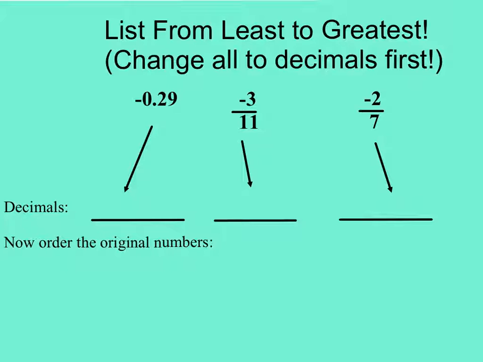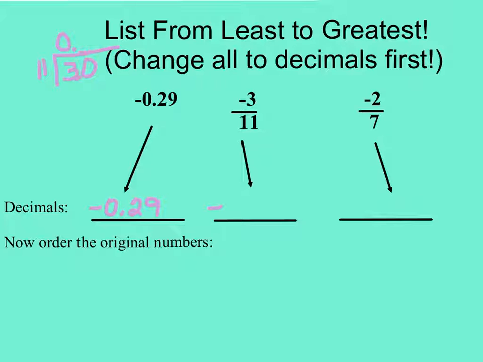Okay, let's see how you did. So on this first one, we already have a decimal written, so we can just leave that one alone. -3/11. We know there's going to be a negative sign. We do need to take 3 and divide by 11 to figure out what that is as a decimal.